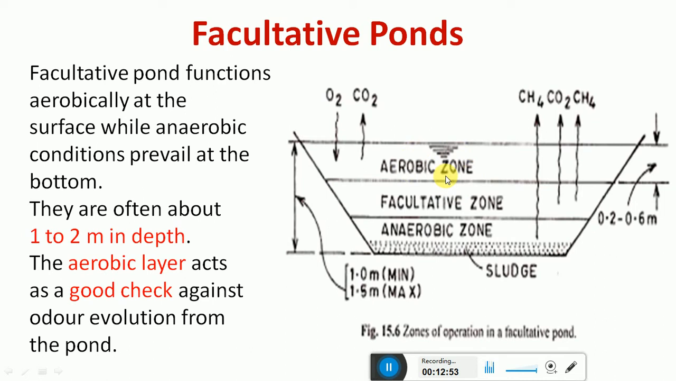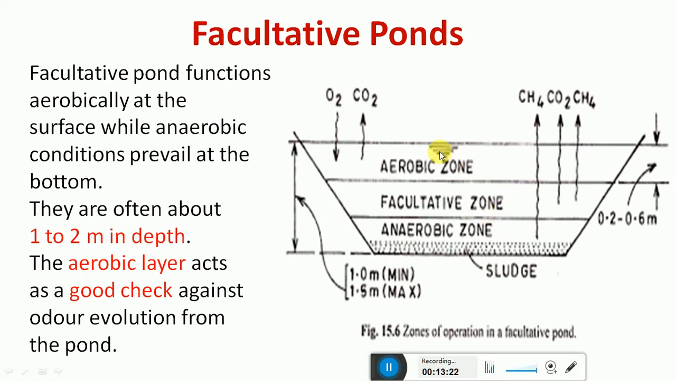So here both processes take place, that is, aerobic as well as anaerobic decomposition. The end products of aerobic decomposition are carbon dioxide and water. In the facultative anaerobic zone, we get carbon dioxide, methane and water as the end products. So that is the difference between aerobic and facultative ponds.